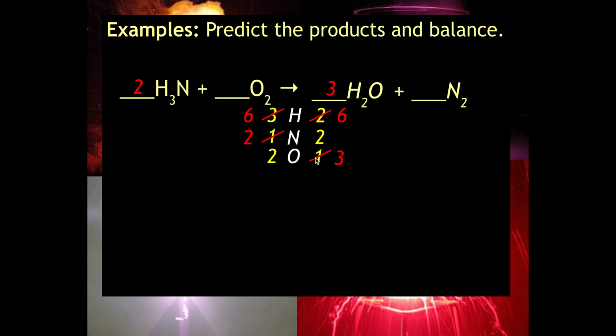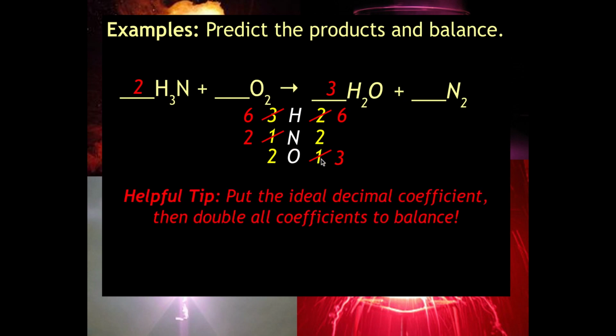I have 2 O's on the left. So what can I do? You can put the ideal decimal coefficient and then just double it. So the ideal would be 1.5. Now, why is that? Well, if you do 1.5 times 2, you'll get 3. And 3 would be balanced. But our coefficients can't have decimals in them. So what we do now is we just double all of the coefficients to get them to not have a decimal anymore.